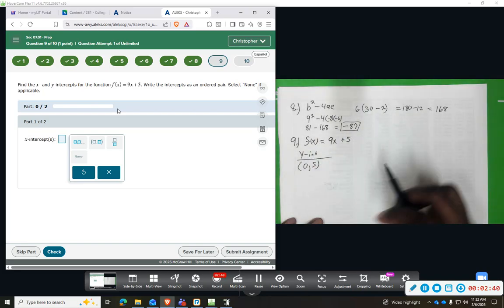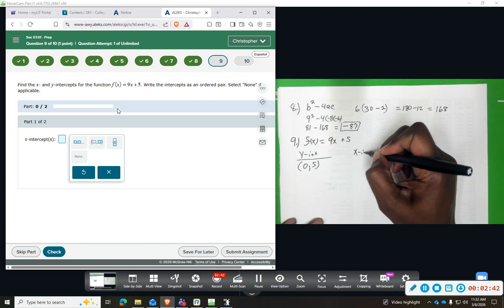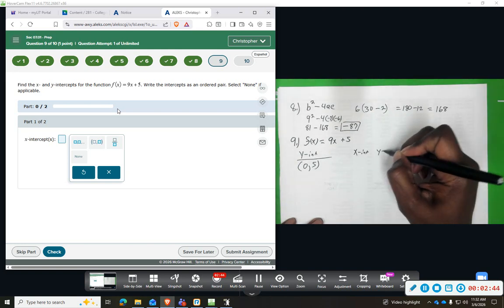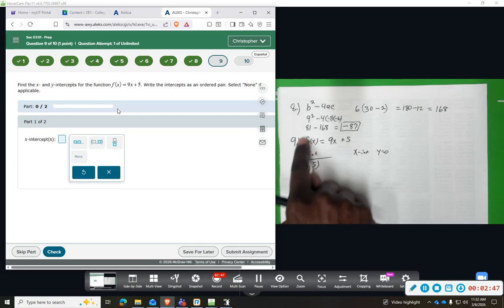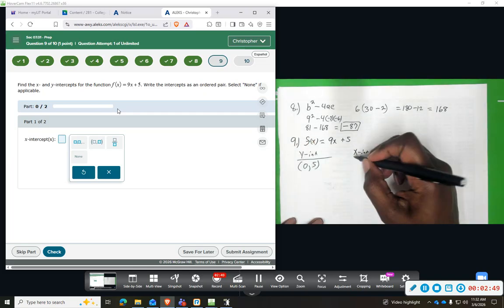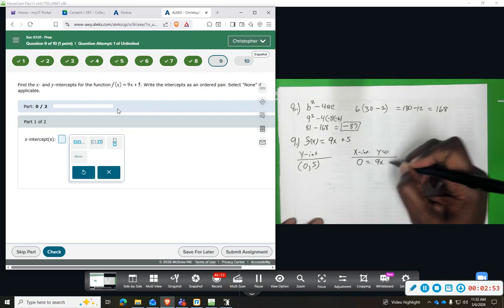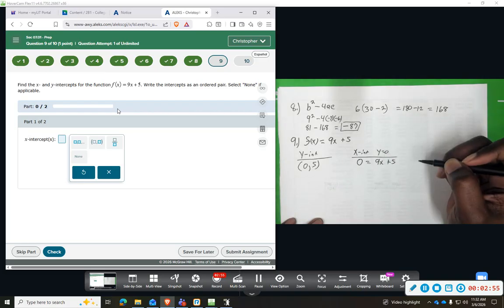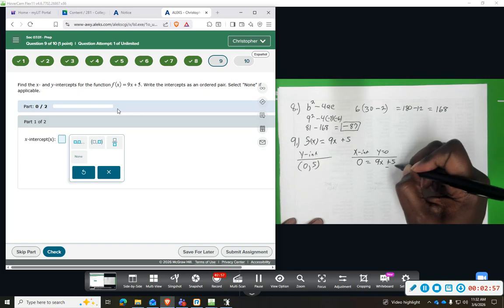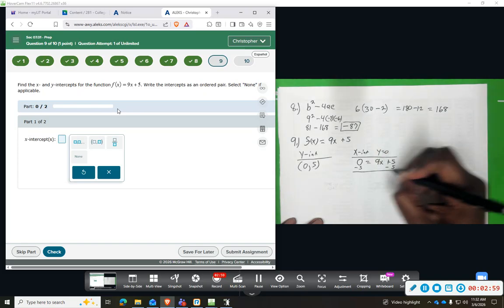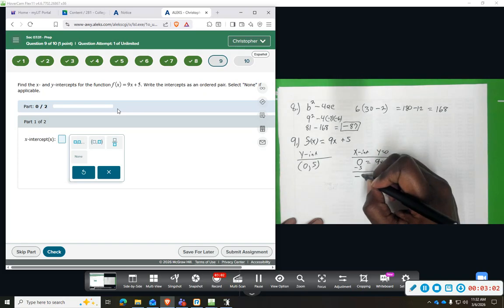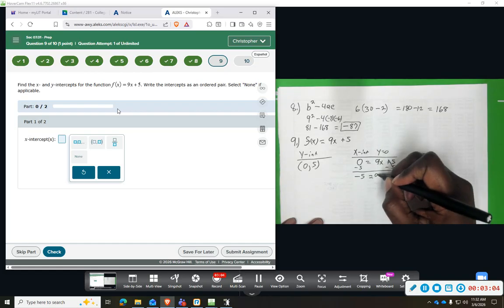When we want to find the x-intercept, we make y equals 0. Well, we don't see y. This f of x is represented by y. So I'm going to say 0 equals 9x plus 5. We're going to solve for x. So we would subtract 5. So we have negative 5 equals 9x. And then you divide by 9.